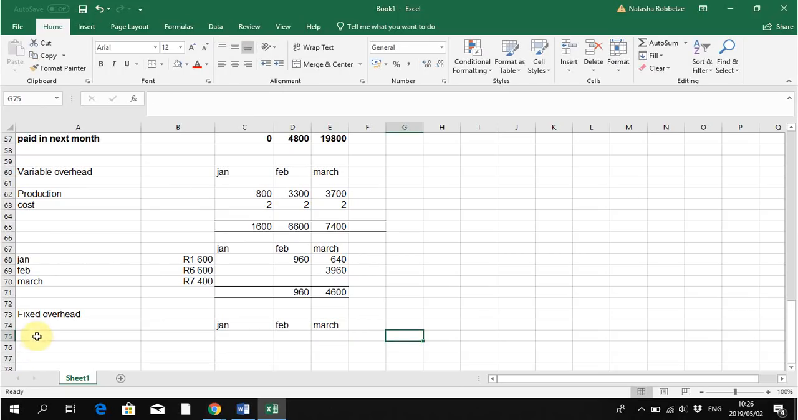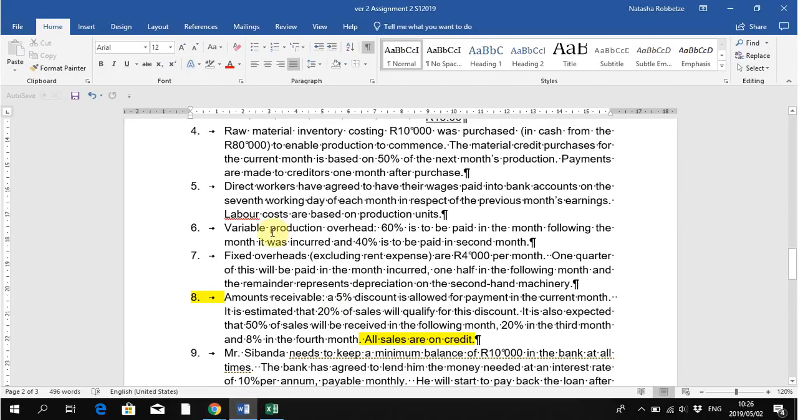January, February, and March, and it is always 4,000 Rand, it seems to me. So 4,000, 4,000, 4,000. And just read carefully again. They say 1/4 is paid in the month that it is incurred, and then 1/2 in the other, and then the remainder is not cash flow.